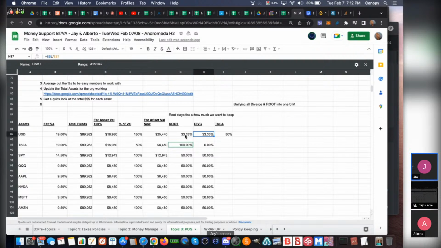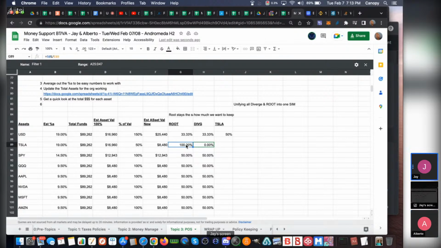So because it's US dollars, it doesn't really matter. It would only matter if we decide to sell the US dollars, okay? Yeah, but here there is something that I don't understand. So if we sell all the Tesla into Diverge, here shouldn't be 100%. Oh yeah, all the Tesla that we have are in root. Correct. So now root sold them all. Yeah, 100%. Okay.